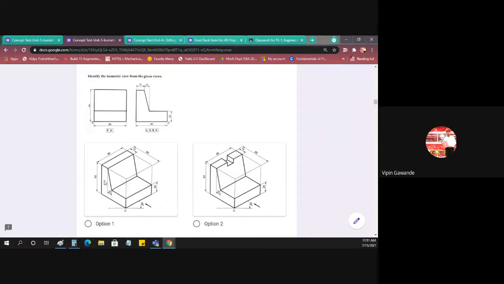So from this side, what is visible? This surface is visible to the observer. See, this is the observer. Now what are the dimensions here? The dimensions are 60 vertical, and the width is also 60. So this is 60 and this one is also 60. So for this problem, this is the correct option.